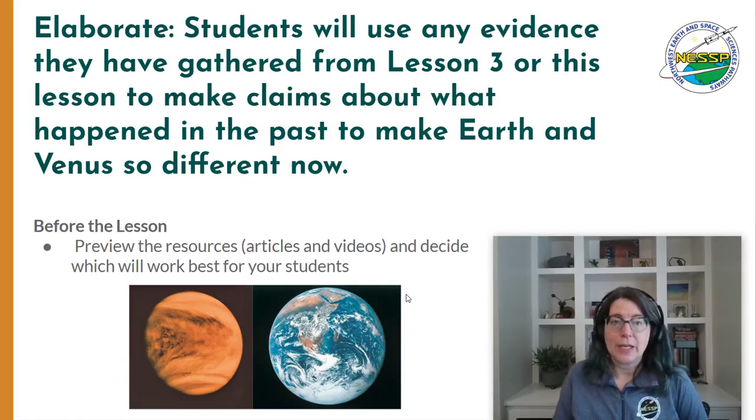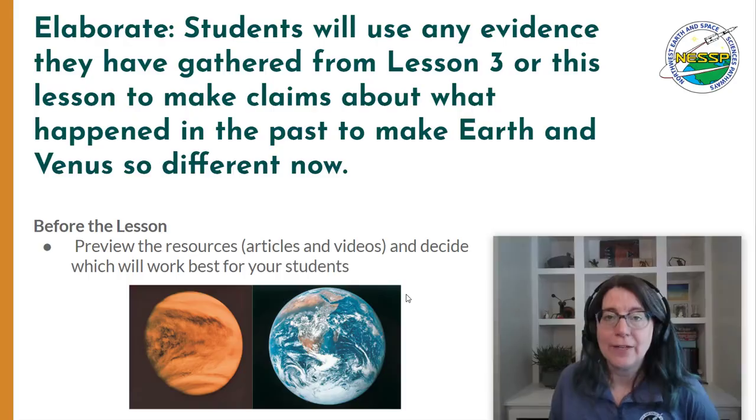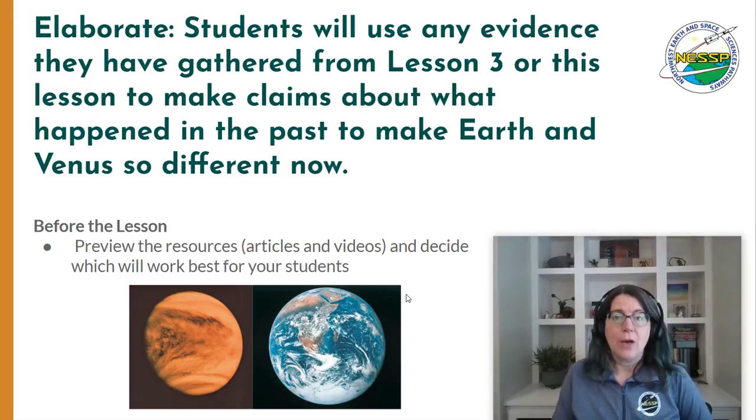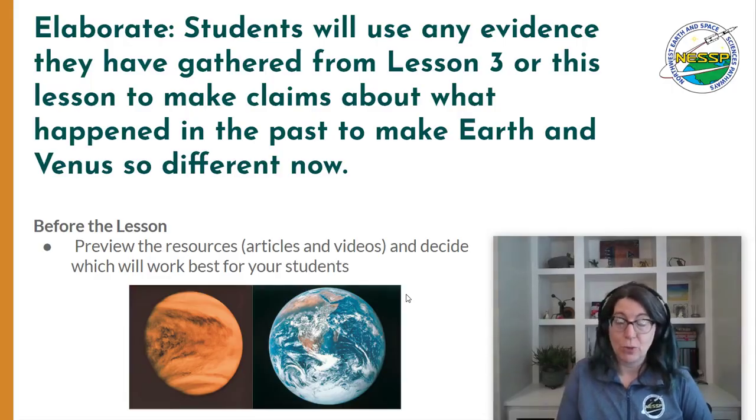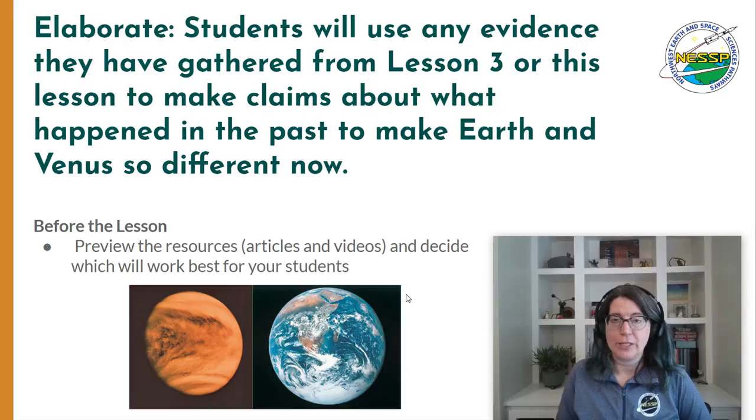In the elaborate section, students will use any evidence that they've gathered from lesson 3 or lesson 4 to make a claim about what happened in the past to make Earth and Venus so different now. Before the lesson, you will want to preview the resources, which are articles and videos that are provided in the lesson, and decide which will work best for your students. Students will then use any piece of evidence that they've gathered in lesson 3 or 4 to support a claim about why Earth and Venus used to be so much more similar and now they are so different.